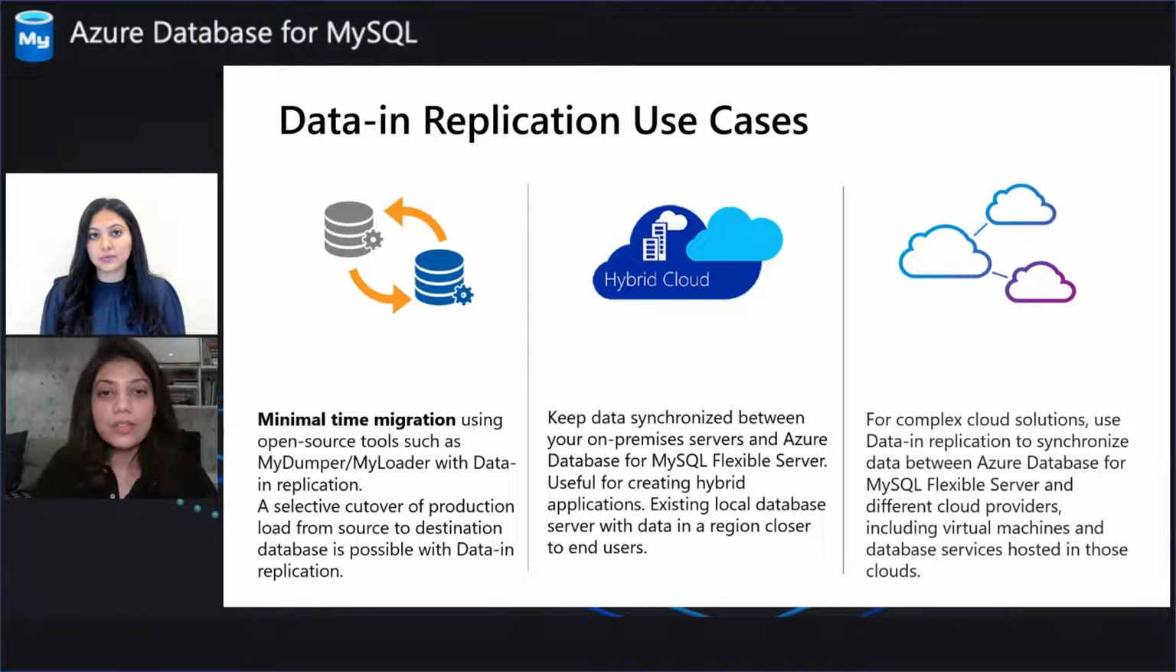The second is the hybrid cloud strategy, which will help you keep the data synchronized between your on-premise server and Azure Database for MySQL Flexible Server. Any hybrid cloud solution provides a lot of versatility when it comes to managing your production workload, based on your business need. And data in replication will help you achieve that seamlessly.